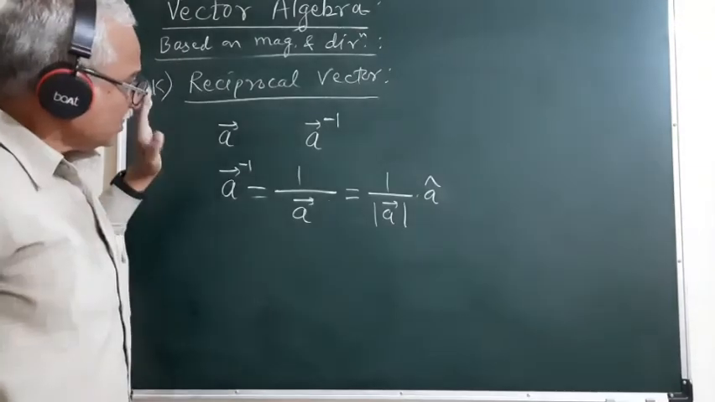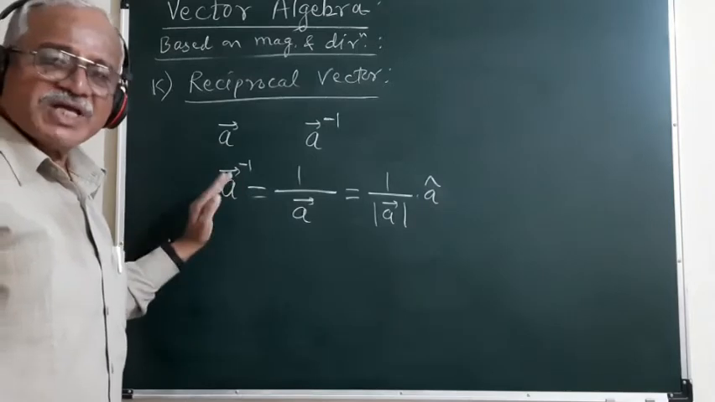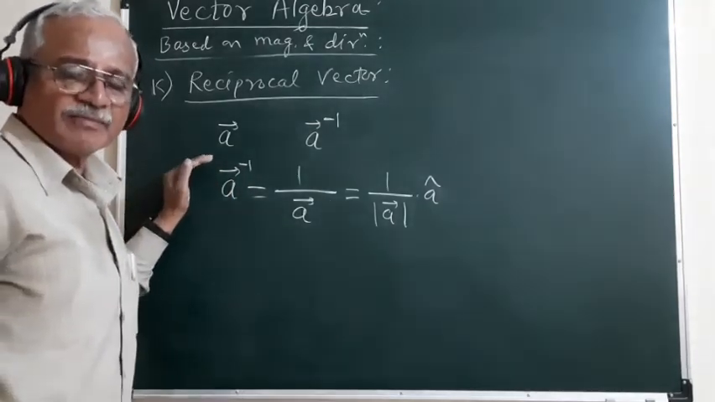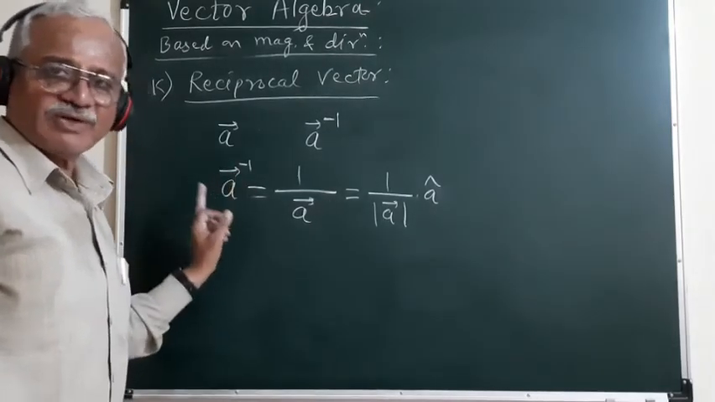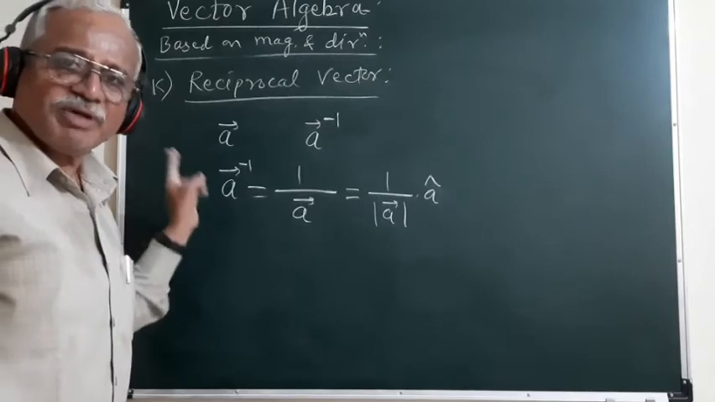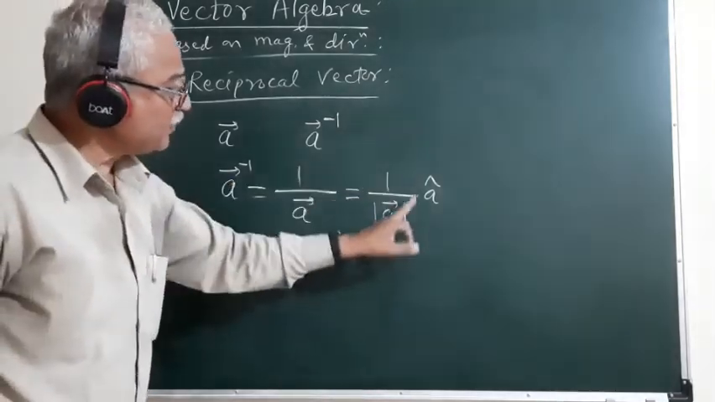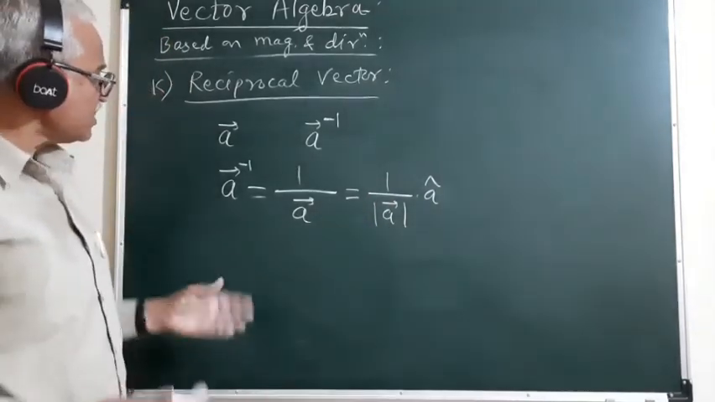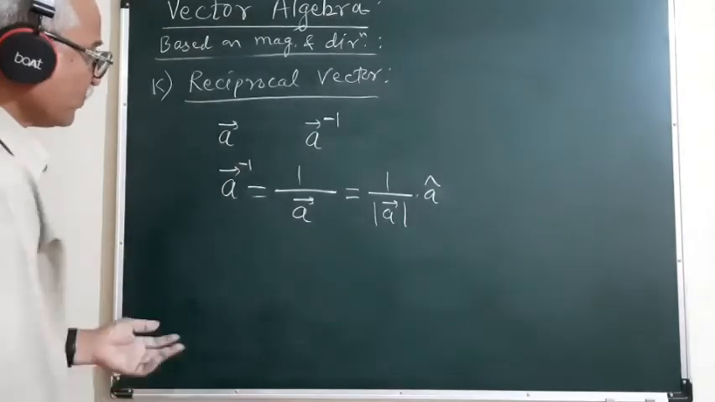So the reciprocal vector is a vector having the same direction as that of the given vector A bar, but the magnitude of the reciprocal vector is found to be equal to the reciprocal of the magnitude of the given vector A bar. So this is how we express the reciprocal vector of a given vector A bar.